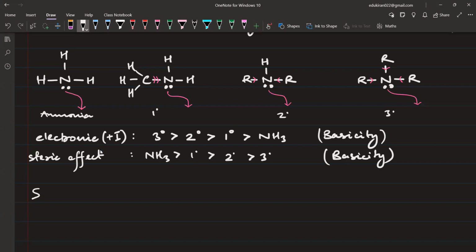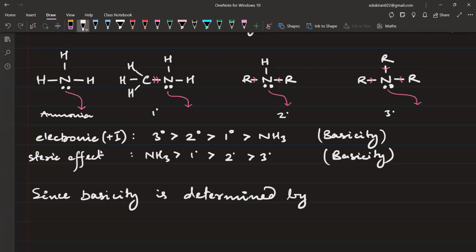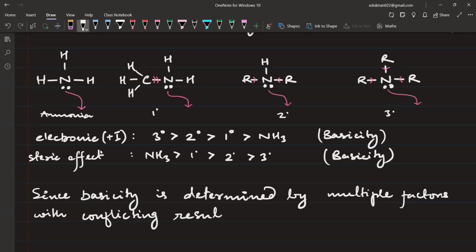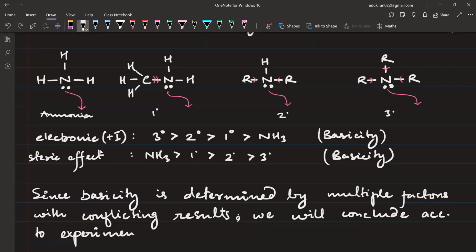So you will write here a line: since basicity is determined by multiple factors with conflicting results, we will conclude according to experimental data.